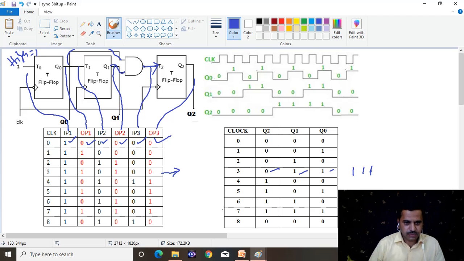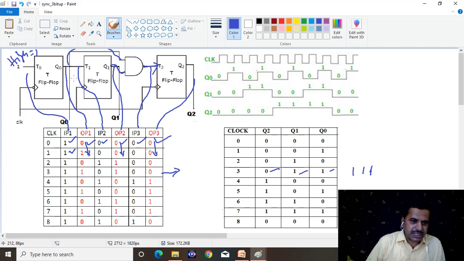When the first clock pulse is applied, because the input is 1, the first flip-flop toggles. It goes from 0 to 1. The input to the second flip-flop is 0, so there is no change. The third flip-flop input is also 0, so there is no change here. At the end of the first clock cycle, it becomes 1 0 0.